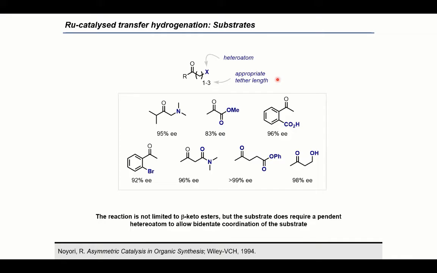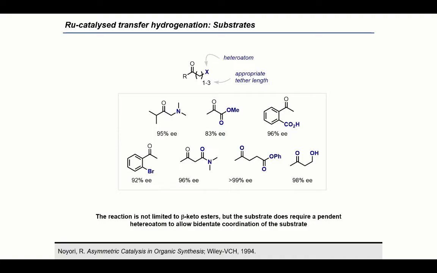The heteroatom is there to allow the substrate to coordinate to the metal center via a second coordination site, holding that substrate in a fixed position while hydride transfer occurs. If the substrate were able to freely rotate, there would be a greater likelihood of mixed hydrogenation from both faces. The length of the tether also influences how well the substrate binds to the catalyst in a bidentate fashion. If the tether is too large, then bidentate coordination may become unfavorable. As you can see by this table of substrates, a diverse range of compounds can be synthesized provided that these two requirements are met.